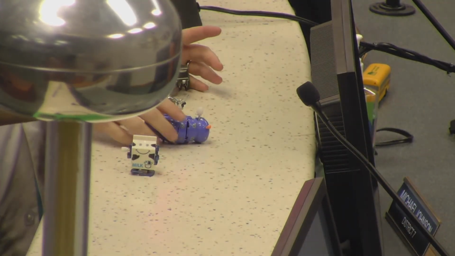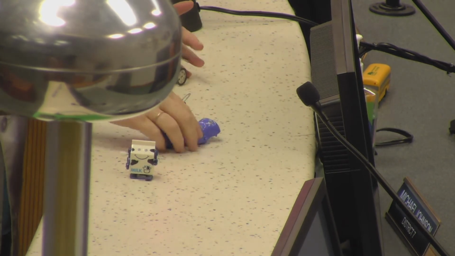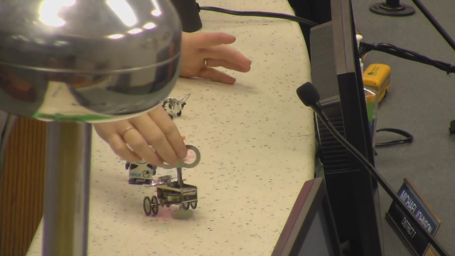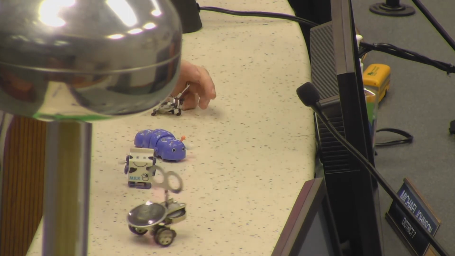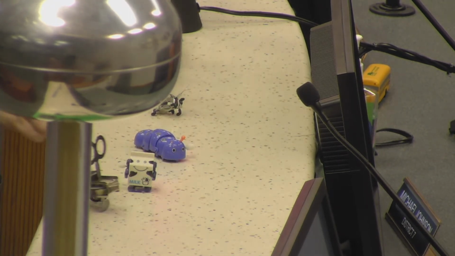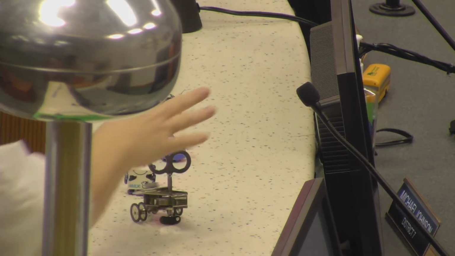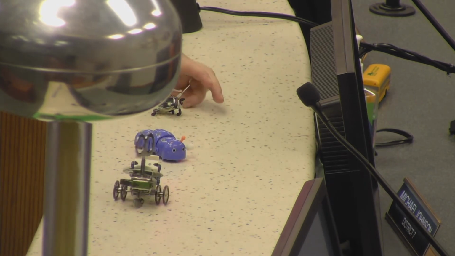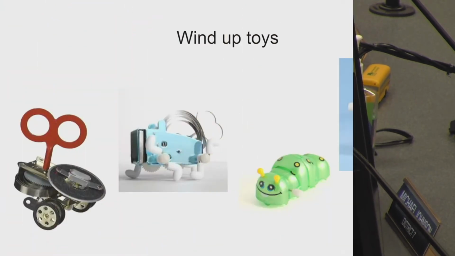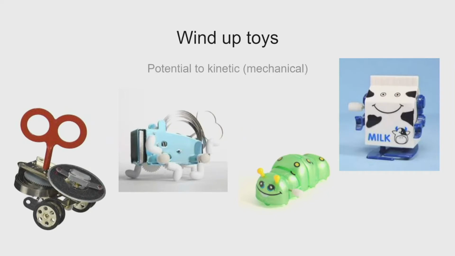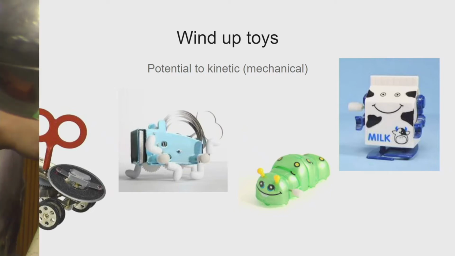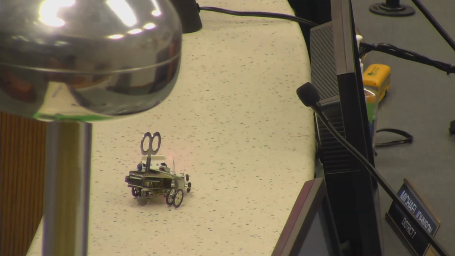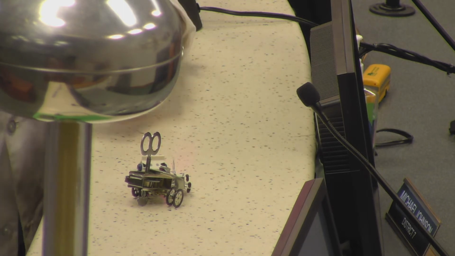They're on the loose. All right, since we had to wind up these toys, what type of energy do you think we had to start with? And since they began to move, what type of energy do you think we ended with? We really should have had a bigger space for these, but it's okay. We started with potential from the winding, which is really elastic potential, and then it became kinetic, which is another word for mechanical energy.